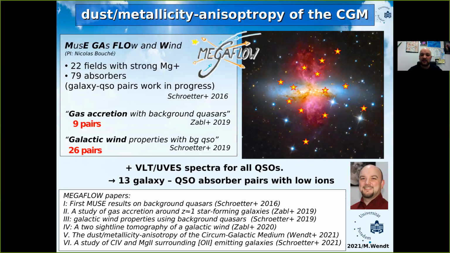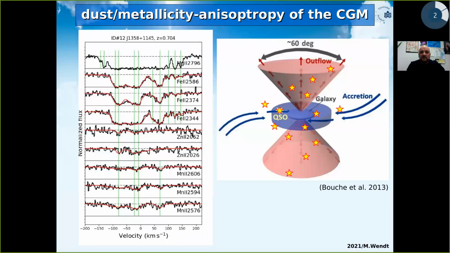with these particular cases where we are looking for these absorber-galaxy pairs, where we also have, in addition, high resolution UV data, including low ions. So these low ions we use, in general, to estimate the dust depletion of the gas in the halo.